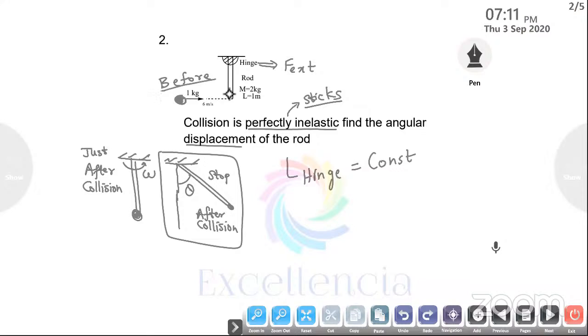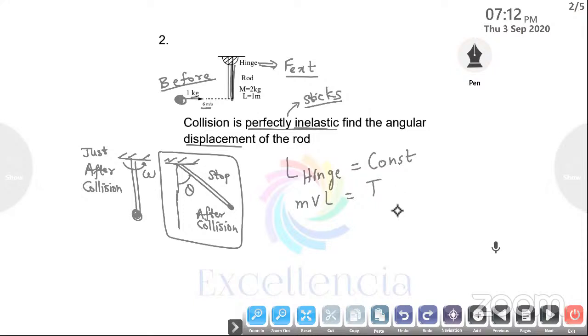You cannot conserve energy just before and just after collision because this is inelastic. In inelastic collisions, you cannot conserve energy. And also you cannot conserve momentum because there is an external force. Conserve angular momentum. Angular momentum, remember, is mvr, where r is the perpendicular distance. This is the perpendicular distance here. Before the collision, mv, this is mass, velocity, into r. That is angular momentum.